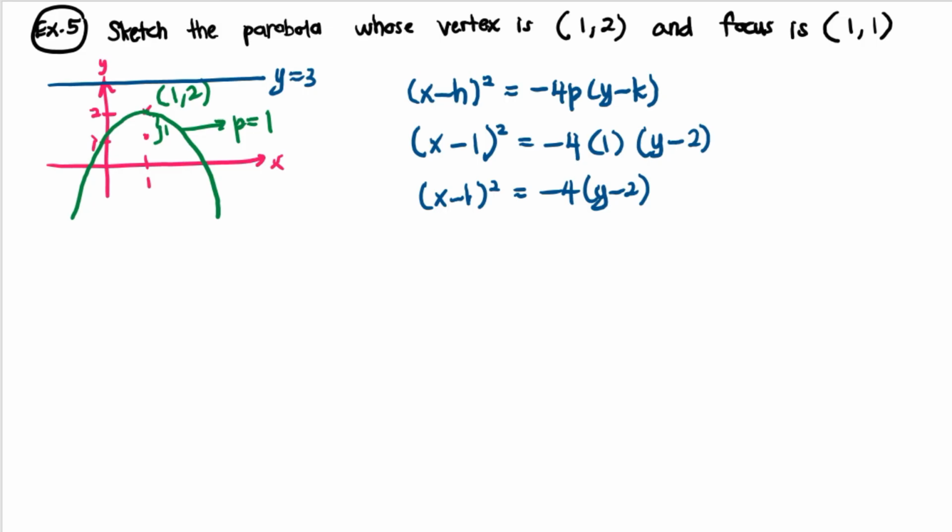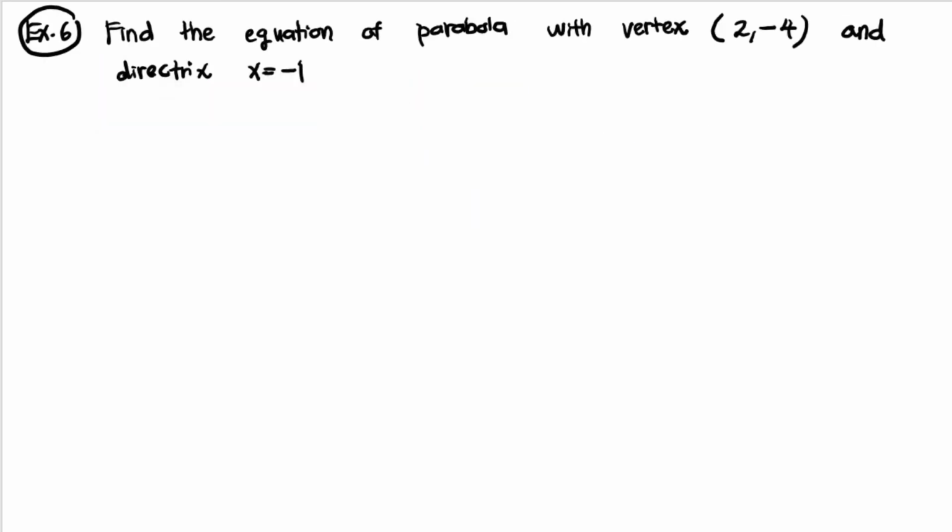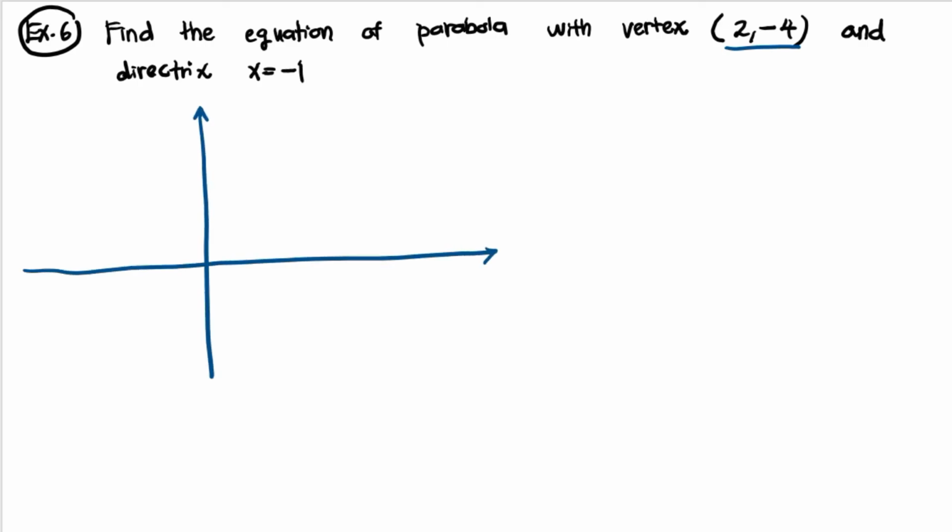Now suppose we have this example 6. We need to find the equation of the parabola with vertex (2, negative 4) and directrix at x equal to negative 1. Basically we try to sketch first. Where is (2, negative 4)? It is somewhere around here, so this is our vertex, and we have the directrix at x equal to negative 1. I'm drawing the directrix first. Okay, this is the directrix.